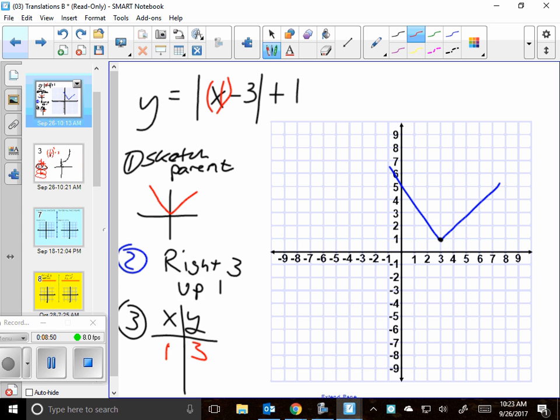So last night, I think the part you could do was you could tell me that this was right 3 and up 1, and I think you knew what the parent looked like, and I think you could even slide it over, but I think you weren't sure exactly where those dots were, and look how I was off. I was actually supposed to hit there, and there, and there, and there, and there. I was a little bit off on my little blue sketch there.